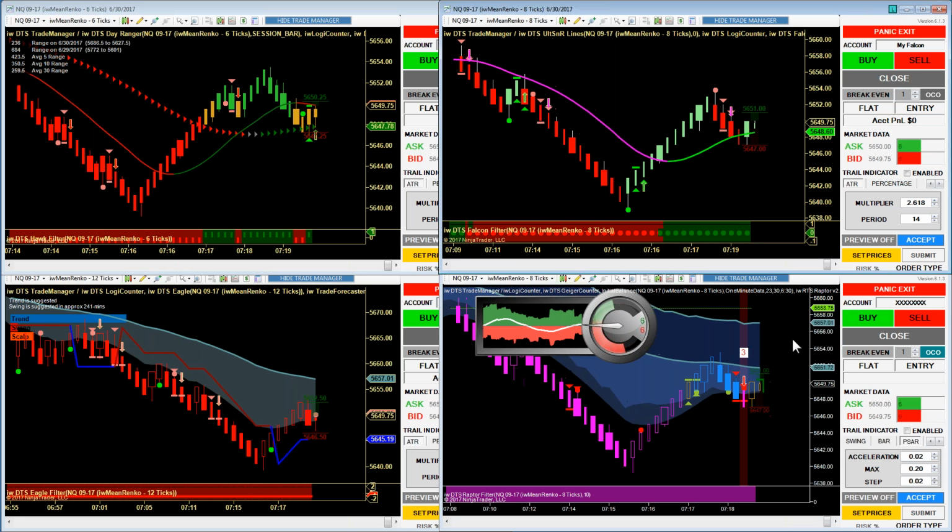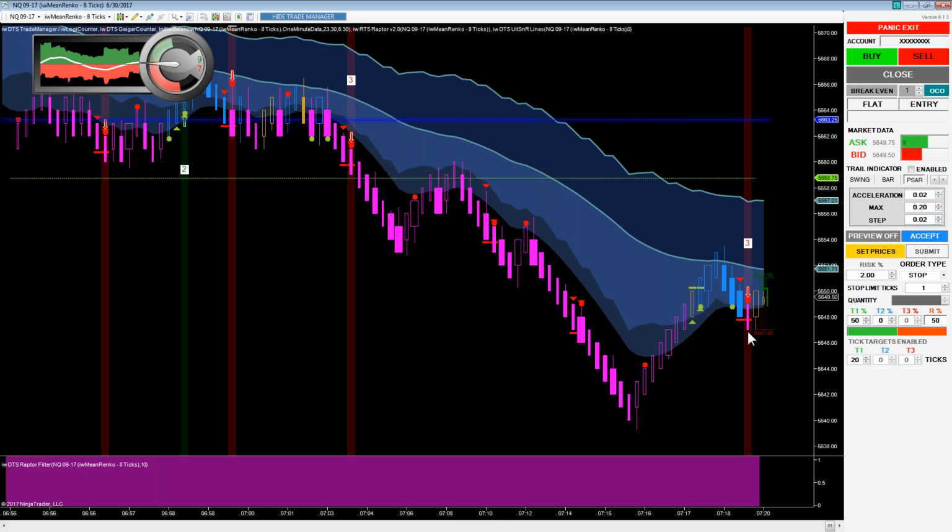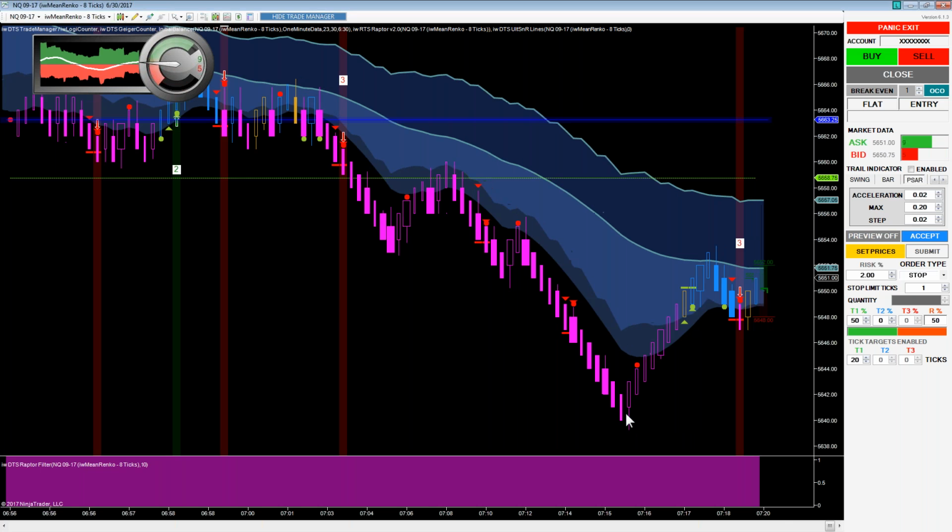All right, so we do have a continuation signal now. That is the number 3 signal. And it's probably advisable to do a second push on this trade. The market has come down a fair amount. It's made a decent retracement here. So the buyer's obviously trying to buy the market up.